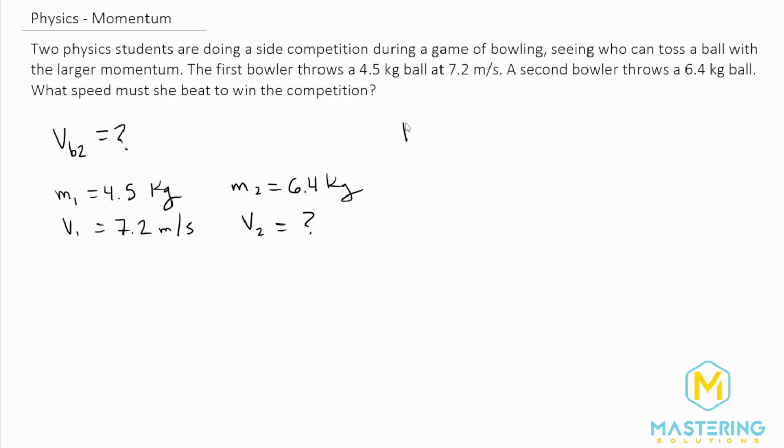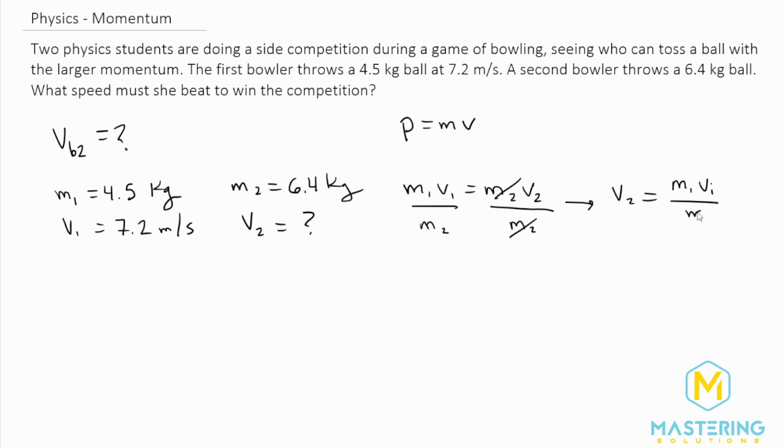So let's write the formula for momentum. Momentum is equal to the mass times the velocity. So we're going to set them both equal to each other. The mass of the first bowling ball times the velocity of the first bowling ball has to equal the mass of the second bowling ball times the velocity of the second bowling ball. So we're trying to solve for v2, so let's divide both sides by the mass of the second bowling ball. That goes away. Divide the other side by the mass of the second bowling ball. And now we're left with the velocity of the second bowling ball is equal to m1 times v1 over m2.